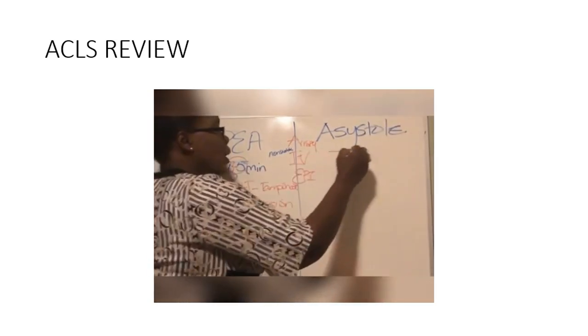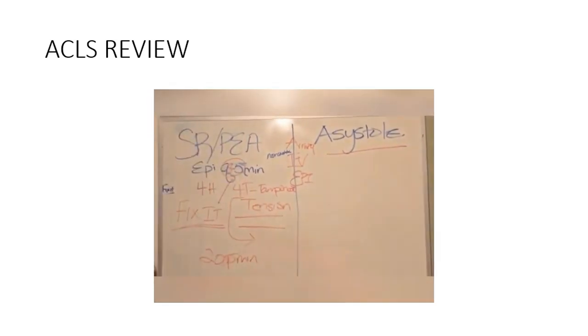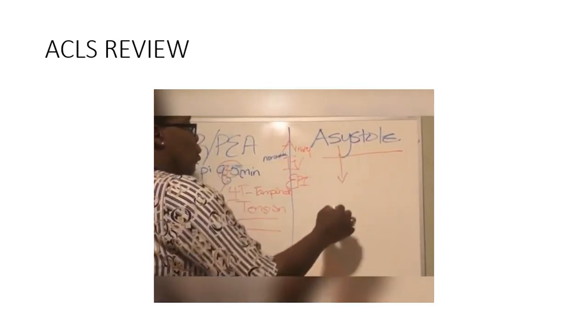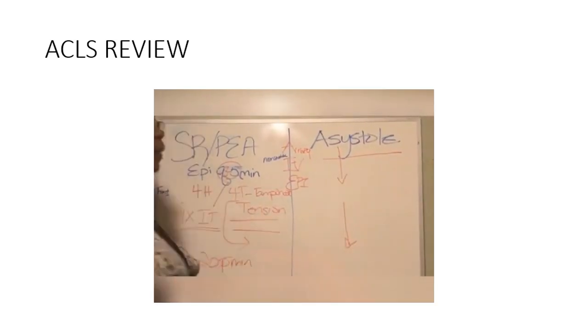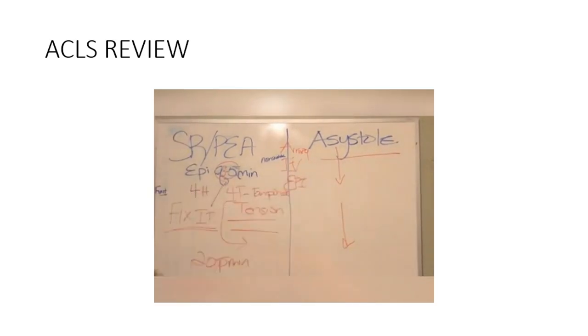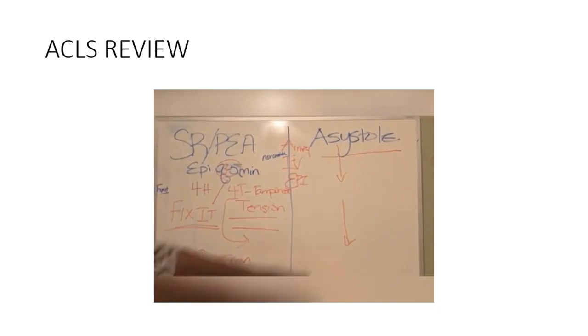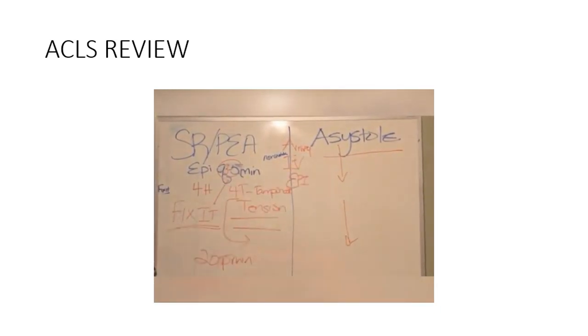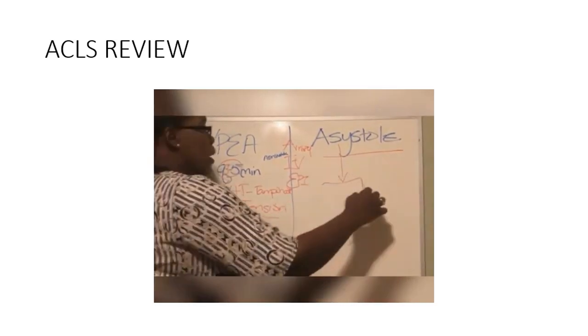Asystole. Everybody knows the flat line. What do you do for asystole? Asystole, you walk in, there's a flat line, the patient is not breathing, there's no heart rate: airway, IV, epi. But what do you want to do first? You want to do CPR.